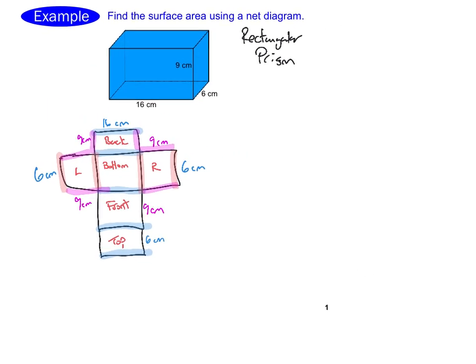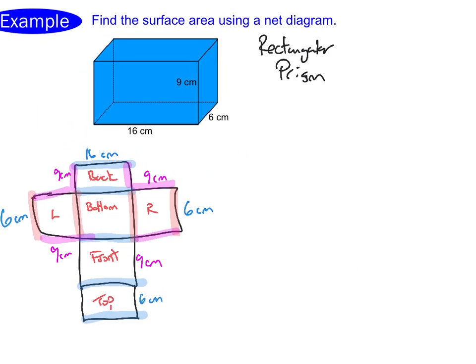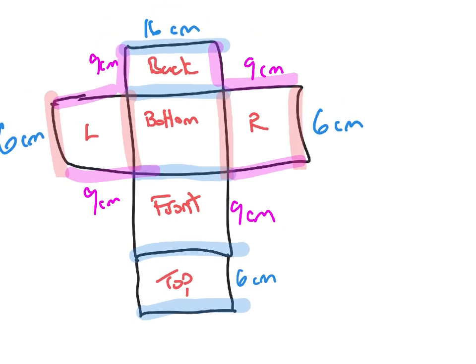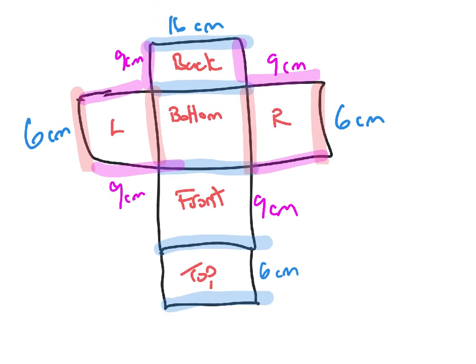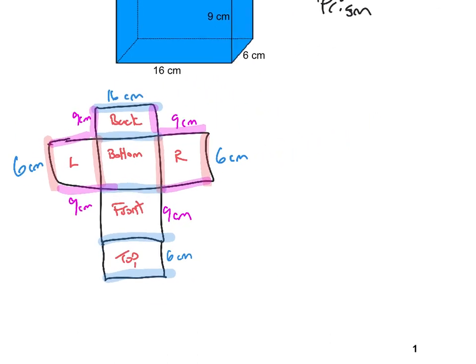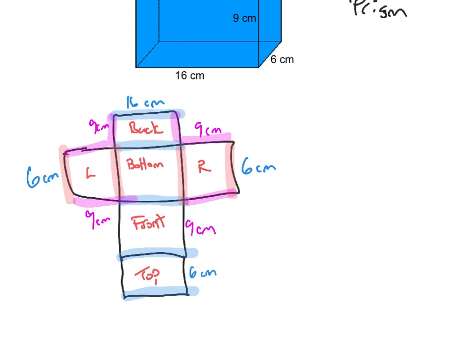So when we have these 6 sides, the top and the bottom are always the same. The front and the back are always the same. The left and the right are always the same. And that's always true for a rectangular prism, which is what this is. Now, we're going to find the area of each of these 6 parts.